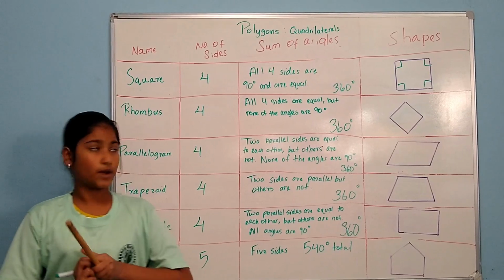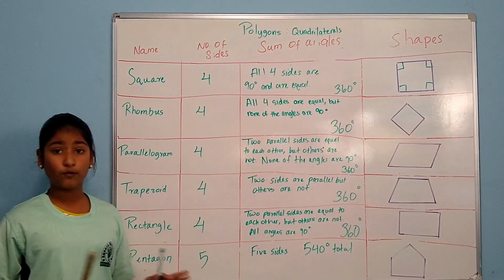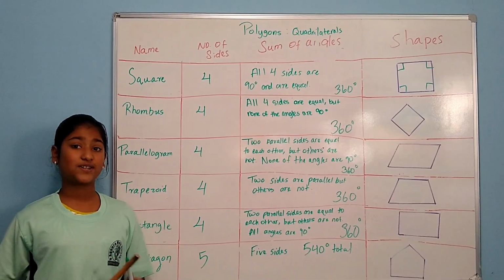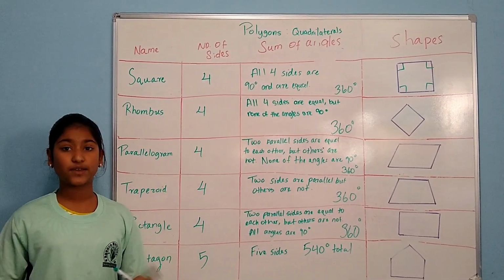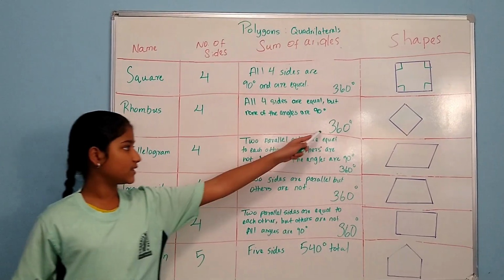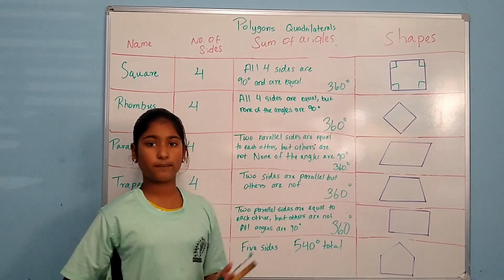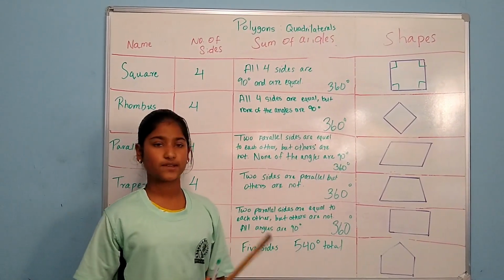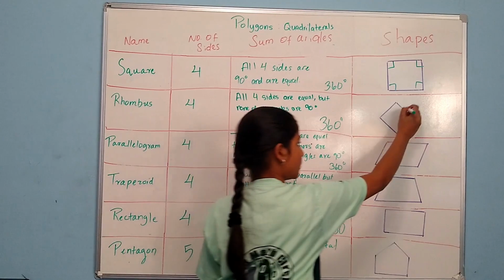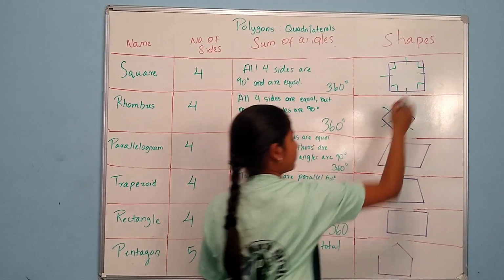Let's look at the second one, rhombuses. Rhombuses also have 4 sides. All 4 sides are equal, but the thing that differs it from squares is that none of the angles are equal to 90 degrees, and the total of the angles is equal to 360 degrees. And this is an example of a rhombus. As you can see, it kind of looks like a diamond, and all of the sides are equal. And you show that by putting a line over each side.